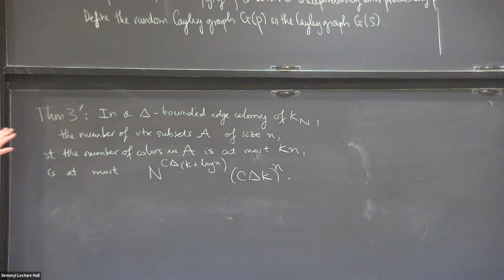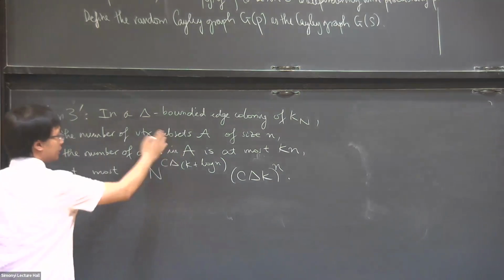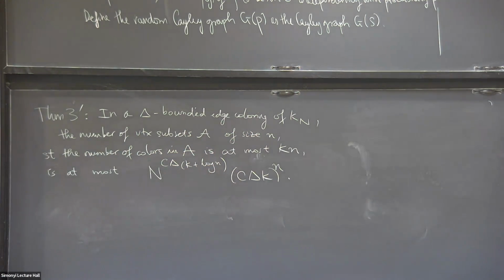Okay, so theorem 3 prime implies theorem 3 implies theorem 1, but furthermore, we can use again just the same first moment argument to see that theorem 3 prime would imply that in this more general delta bounded edge coloring setup, if we look at a random entangled graph, it will have clique and independence number at most order log n log log n.